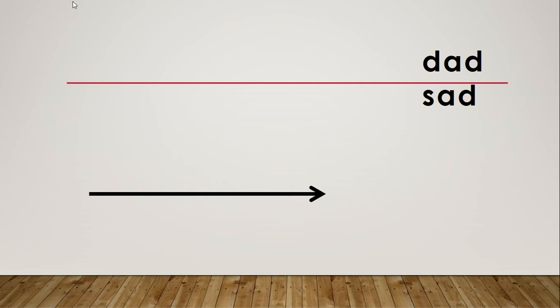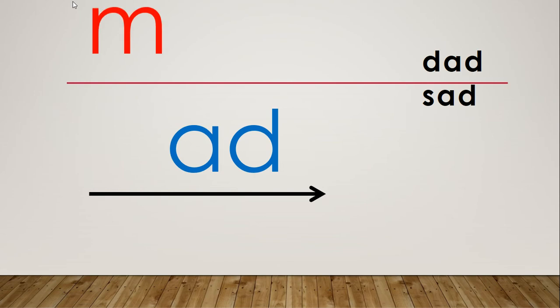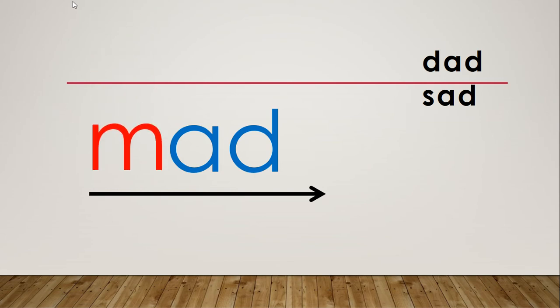Students may also point out they both have AD. They do. And it's important to acknowledge that and tell students that that AD at the end of that word tells us that those are rhyming words, dad and sad. We'll keep going with our add words. Bring down our M, put it in the front. M says, add, mad. I was mad when my dog chewed my shoe.